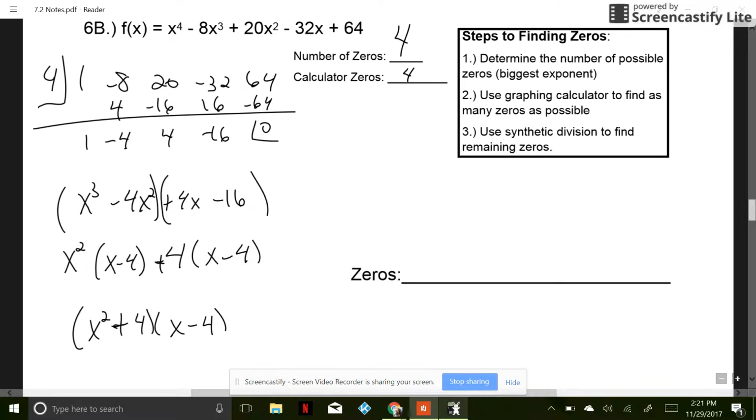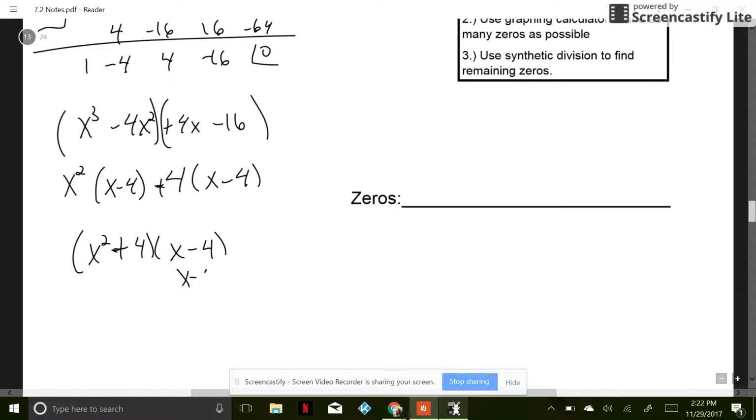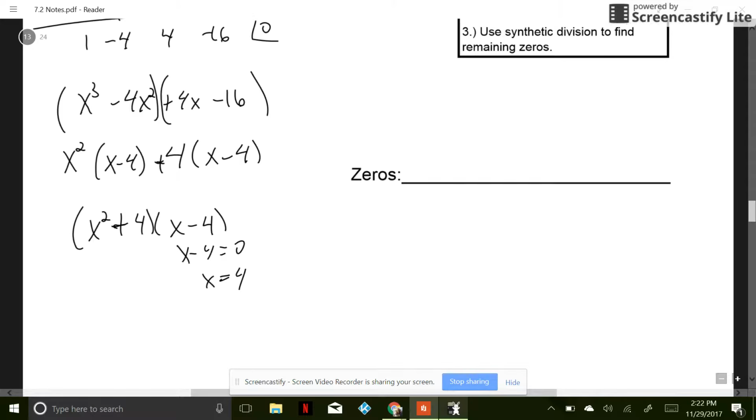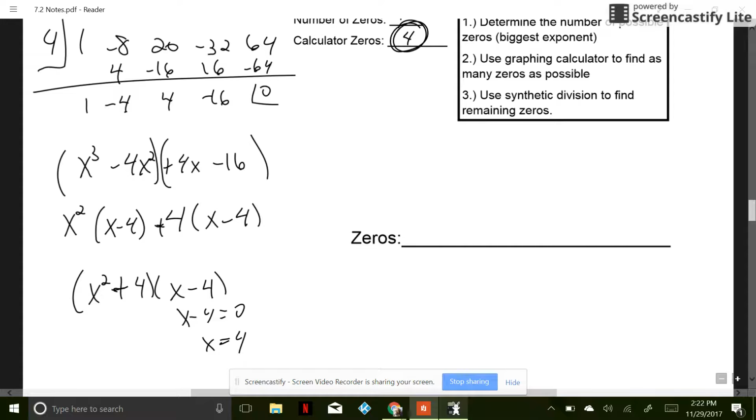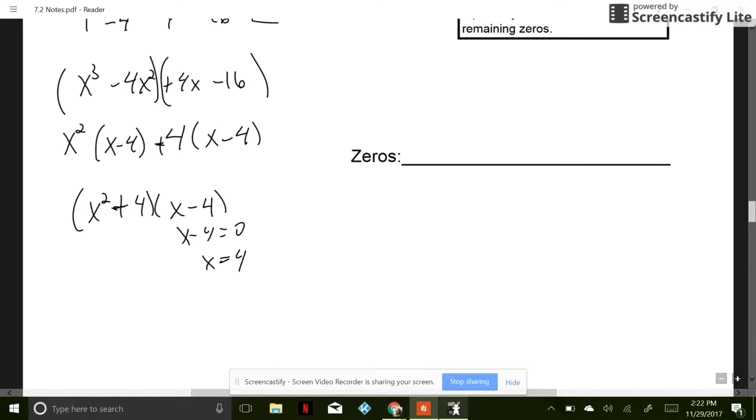Now, notice our calculator 0 we already have was at 4. Hey, look, this x minus 4 equals 0 is getting us another solution of 4. So that means our 0 at 4 has a multiplicity of 2. So we need to find just the other 2 solutions then. So we'll take the x squared plus 4, set it equal to 0. We'll get x squared is equal to negative 4. Take the square root. X will be equal to plus or minus 2i.